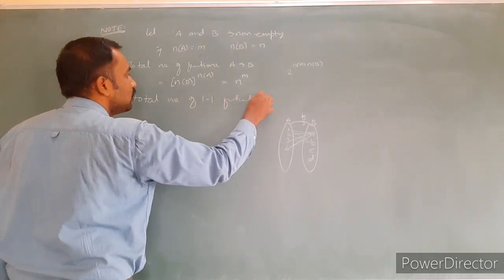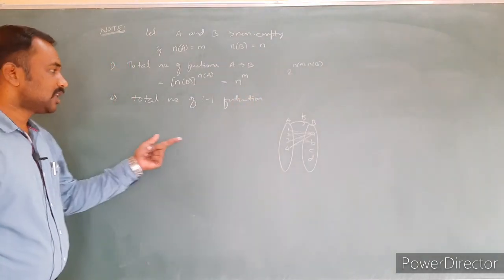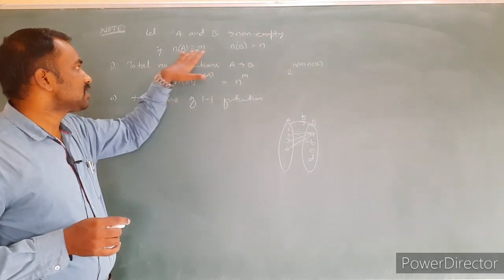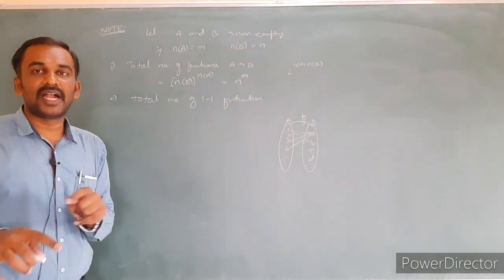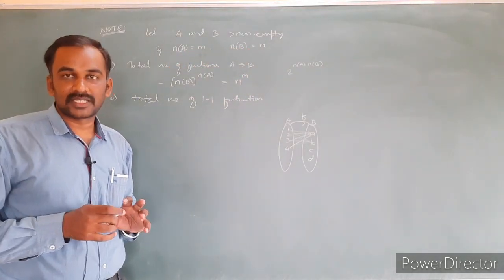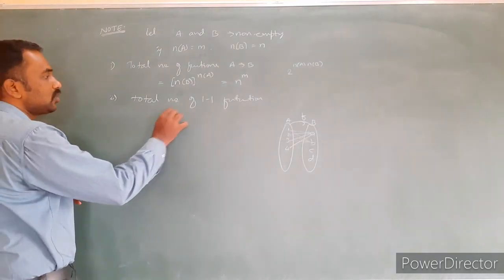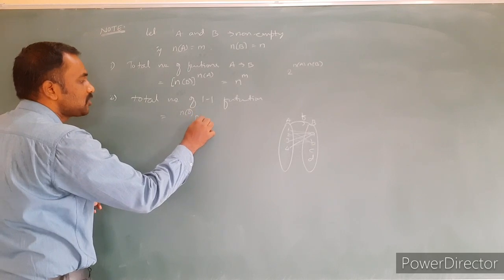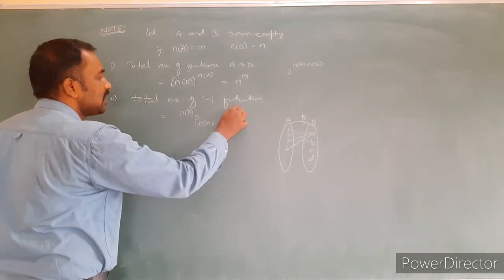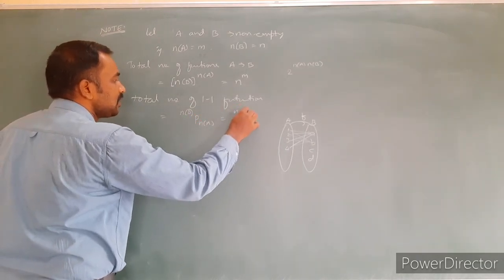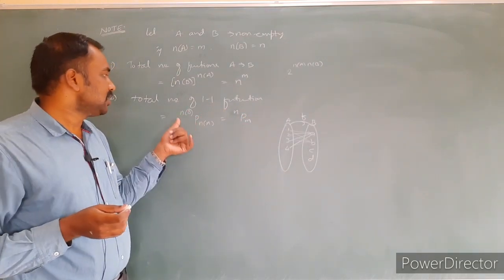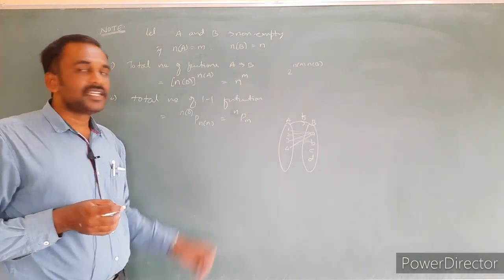Similarly, the next point, total number of one-one functions. What is the total number of different one-one functions we can write when set A and set B contain m and n elements respectively? In such a case, the total number of one-one functions is equal to n(B) permutation n(A), which means nPm.